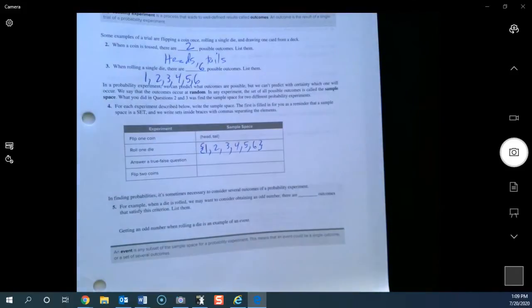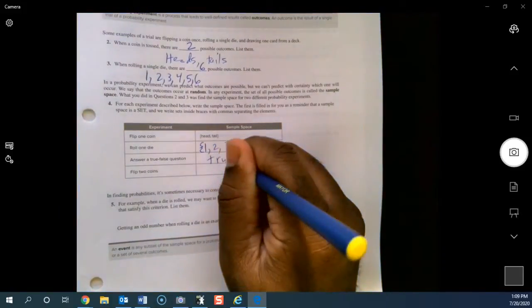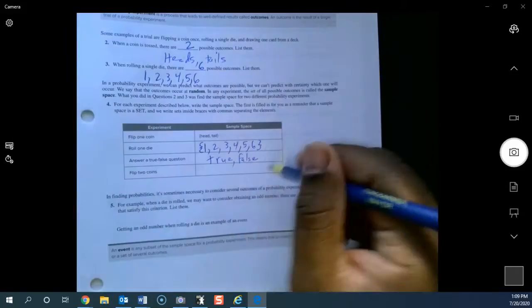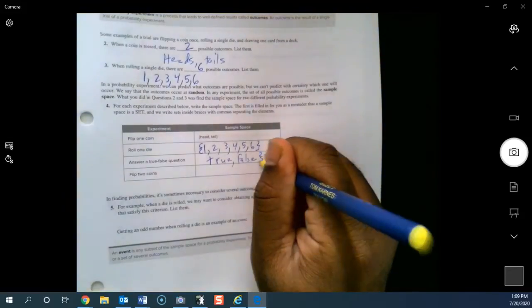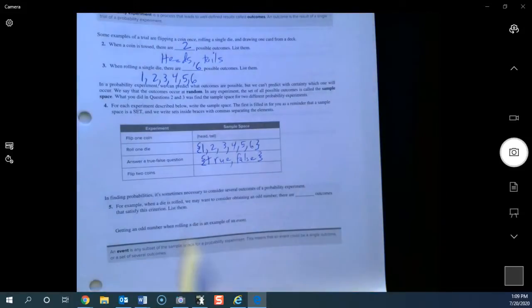Now it says answer a true, false question. So then you will have true, false. So this is a true, false question, and we will have our braces. Now, sometimes, of course, we know true, false questions can have a T, comma, F. So just to let you know.